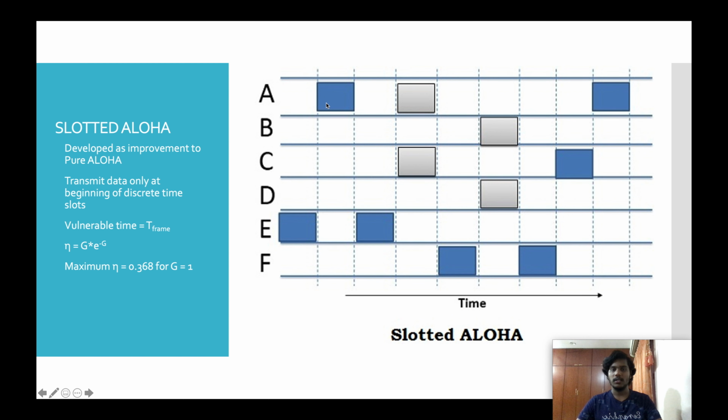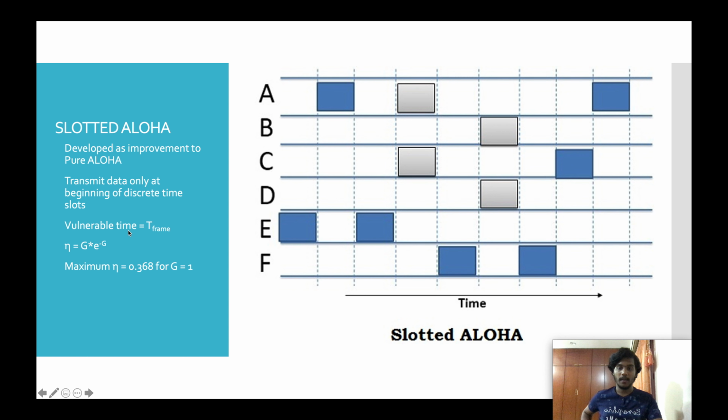And similar to the last example of pure ALOHA, the gray colors, which is the message sent by A and C, are being mixed up. But notice that since the messages start at the same beginning time, there is a very low probability that 2 messages will be mixed up or sent at the same time. So the vulnerable time is just T frame, and efficiency equals G times e power minus G.